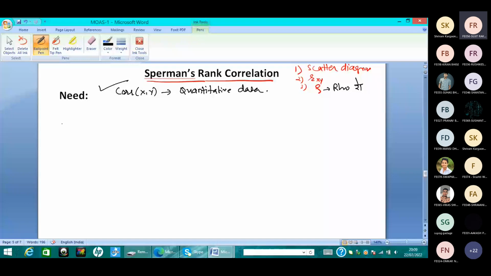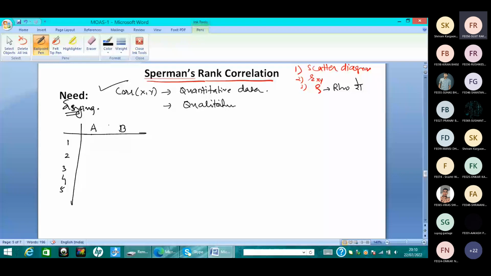You have qualitative data. Qualitative means non-numerical data. For example, judges A and B are there, and suppose there are participants 1, 2, 3, and 4 in a singing competition. What do the judges do? They rank you. They give you rank first, second, third, and fourth, and fifth. The judges are doing this independently.